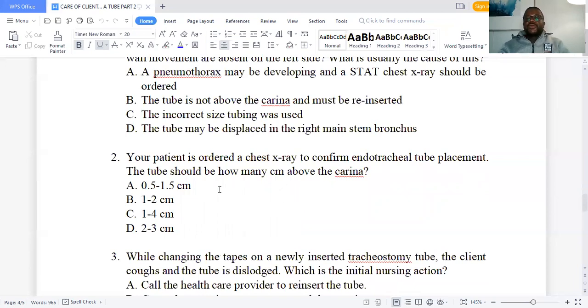So when a chest X-ray is taken to confirm the placement of the endotracheal tube, it should be: A, 0.5 to 1.5 centimeter, B, 1 to 2 centimeter, C, 1 to 4 centimeter, D, 2 to 3 centimeter. What's the right answer? What did we say in the notes? The right answer is B, 1 to 2 centimeter.